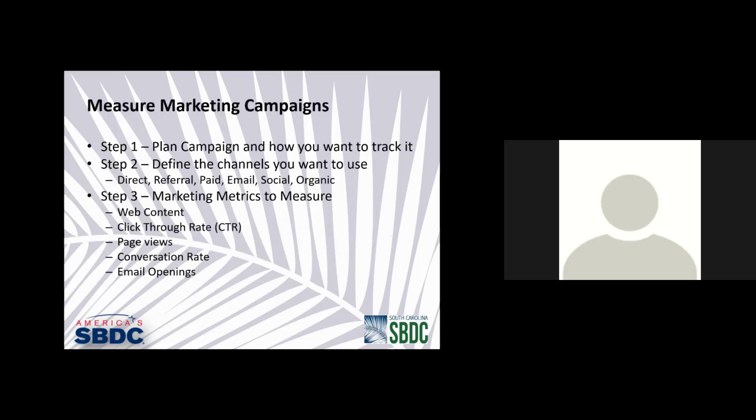So how do you put together a successful campaign? You plan your campaign, and you also define at that time how you want to track it. You define the channels you might want to use. Is it direct? Is it referrals? How many referrals you're going to get? Is it a paid campaign? Is it email? Is it social? Is it organic? Is it just something that you ask people when they come into your storefront?